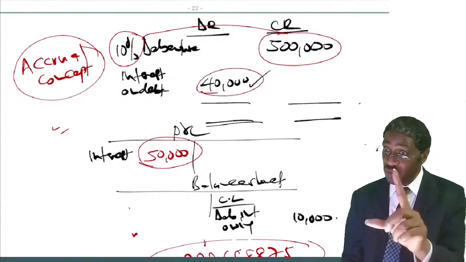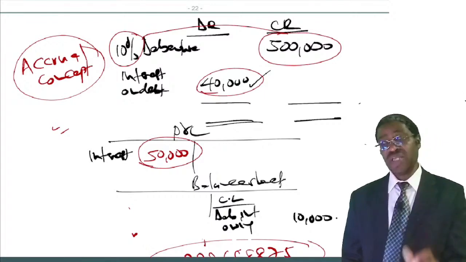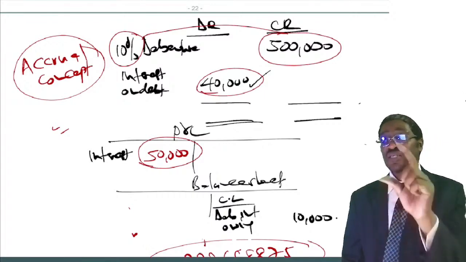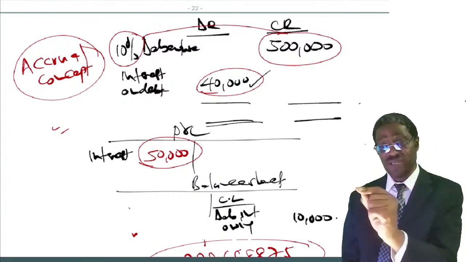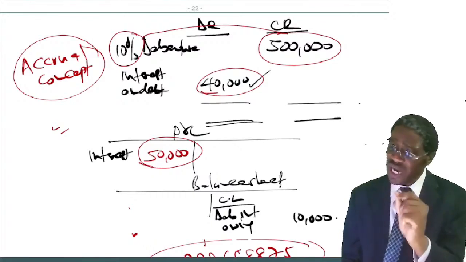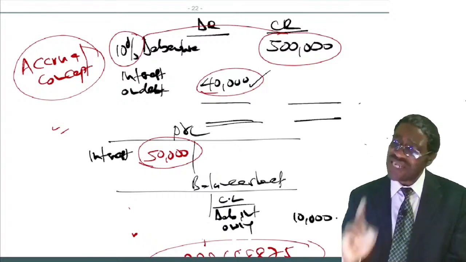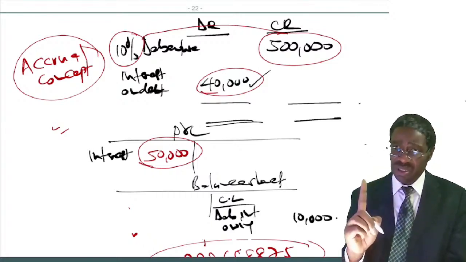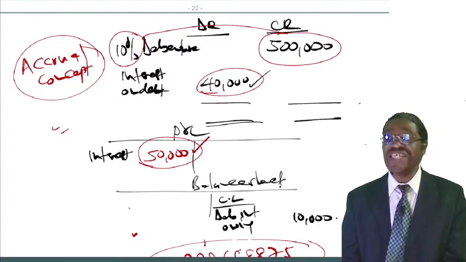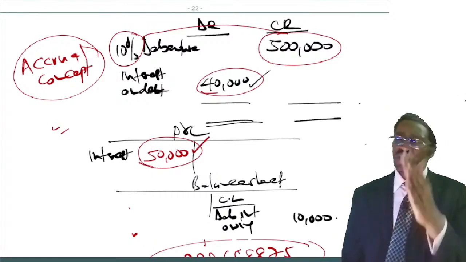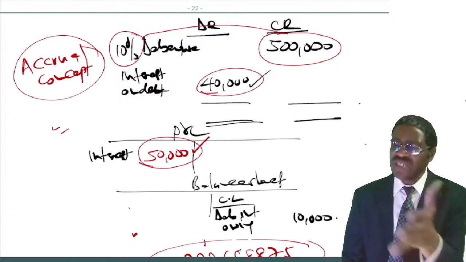So 40 is what you paid. But what did you charge in the income statement? You charged 50. How did we get the 50? 10% of 500. What I'm trying to say now is that among other non-cash items that you will always get is that amount of the interest charge for the year. It could be interest on loan or interest on debentures.